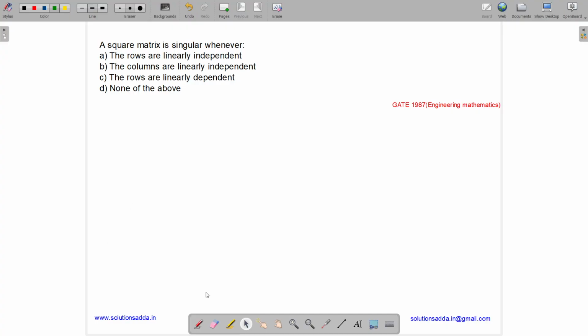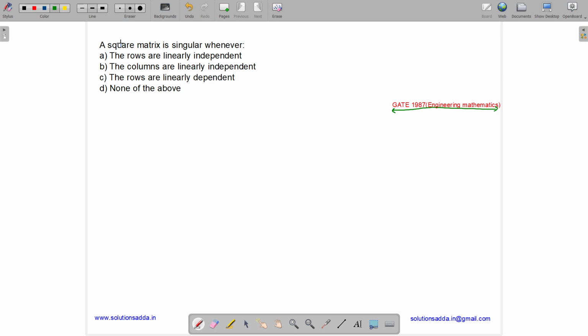This question belongs to engineering mathematics and the topic name is linear algebra. It was asked in GATE 1987 CSE paper. The question states: a square matrix is singular whenever the rows are linearly independent, the columns are linearly independent, the rows are linearly dependent, none of the above.